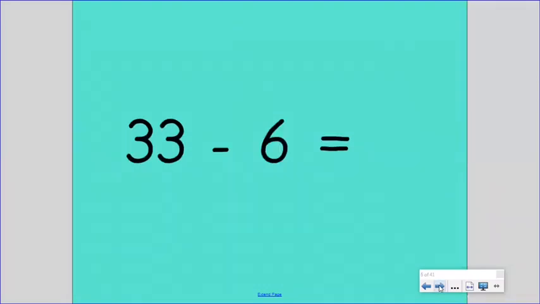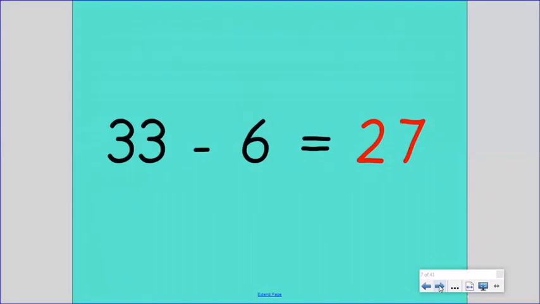33 take away 6. Ready? 33 take away 6 equals 27. Well done. 33 in your head, 6 on your fingers, and you count backwards, and we get 27.